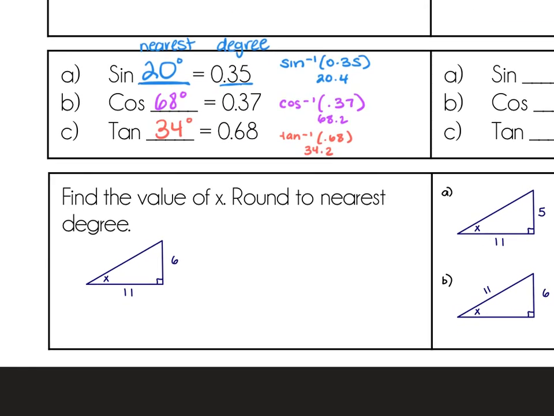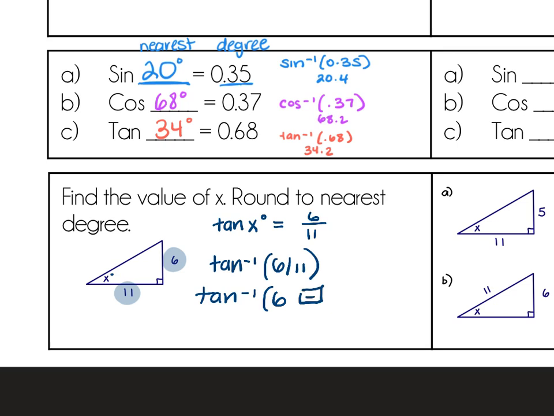And the last one, which is how we started the day. This time I'm looking for the angle here. 6 would be opposite, 11 would be adjacent. That's tangent of x degrees equals 6 over 11. So I do tangent negative 1, 6 over 11, because we're looking for the degree. And I do second tangent, 6 divided by 11. And I get that x would equal 28.6, which is going to be 29 degrees.